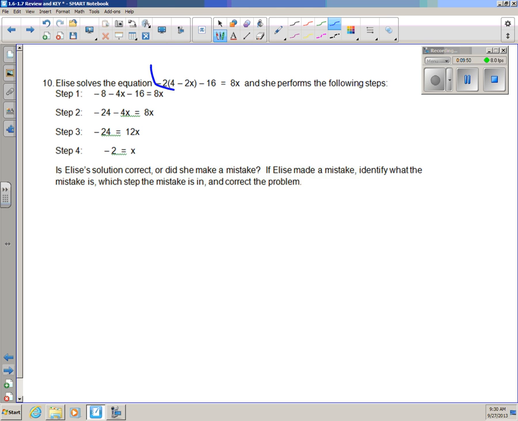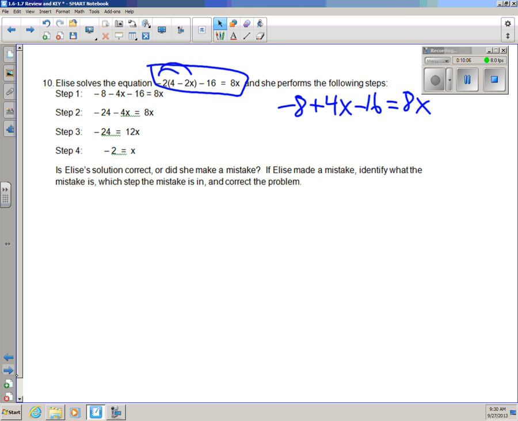I'm going to take a look and see where she started, or what the original equation is, and start solving it myself. I'm going to distribute, and I'm going to distribute, and I'm going to get negative 8 plus 4x minus 16 equals 8x. That's my step one. Does she have the same thing that I do? No, she doesn't. I've got plus 4x. She's got minus 4x. She did not distribute correctly. We found her mistake.